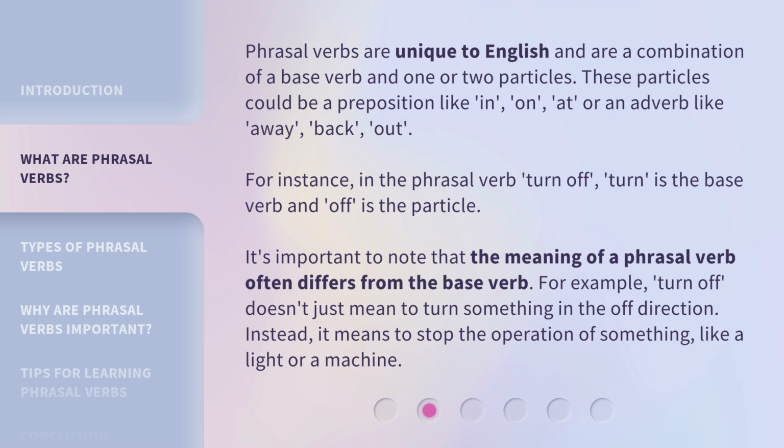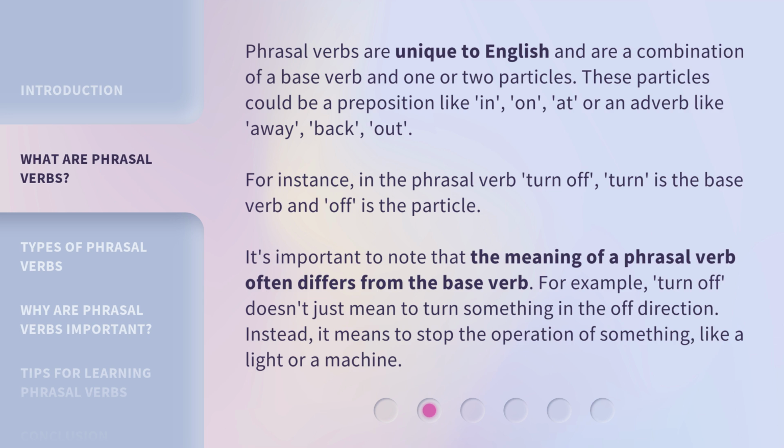Phrasal verbs are unique to English and are a combination of a base verb and one or two particles. These particles could be a preposition like in, on, at, or an adverb like away, back, out. For instance, in the phrasal verb "turn off," "turn" is the base verb and "off" is the particle.